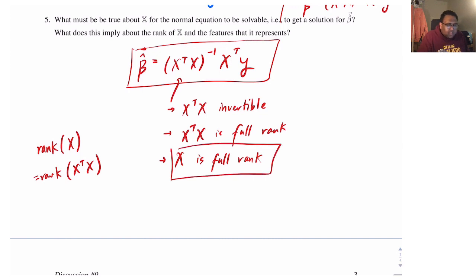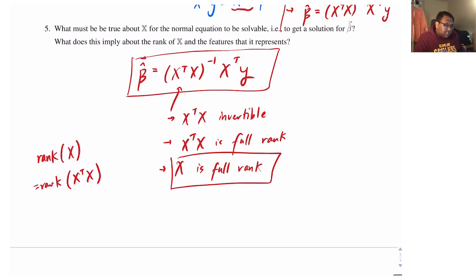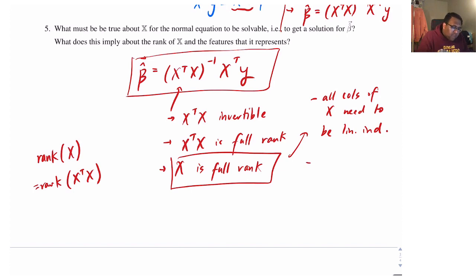And so that is really the condition we need in order for this solution to the normal equation to exist. We need X to be full rank. That means all columns of X need to be linearly independent, because if they're not, then X won't be full rank, and then you can't invert X transpose X. Another property that needs to be true for X to be full rank is that the number of rows has to be greater than or equal to the number of columns.